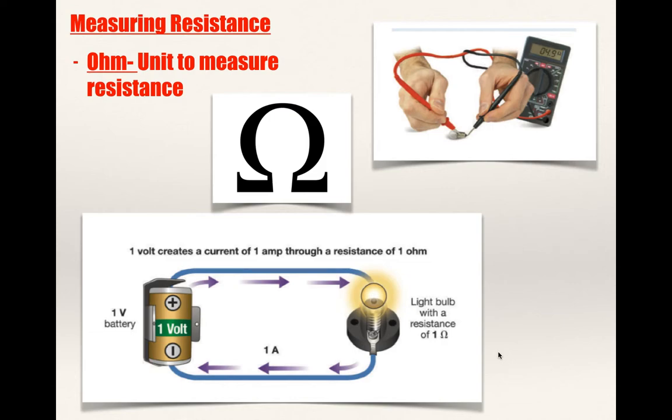Looking at the picture on the right-hand side there, we can actually use one of those multimeters that we talked about earlier to measure the resistance in an object. All you've got to do is take the two leads on the multimeter and set them on the device whose resistance you're trying to measure. You change the dial on the multimeter to that setting, and you can see that particular light bulb would have a resistance of 4.9 ohms. Just to give you another idea, in the picture on the bottom there, 1 volt in a circuit creates a current of 1 amp, and then you're going to have a resistance of 1 ohm going through there.